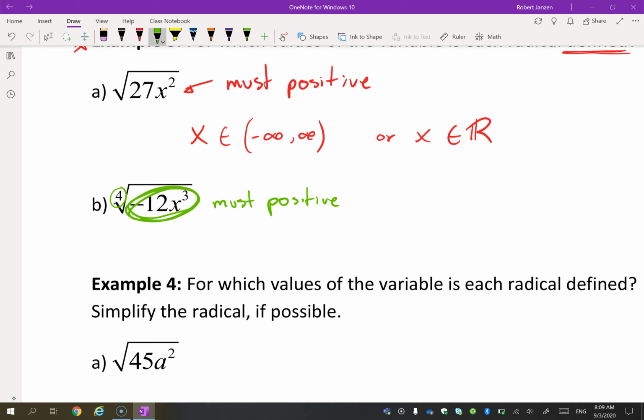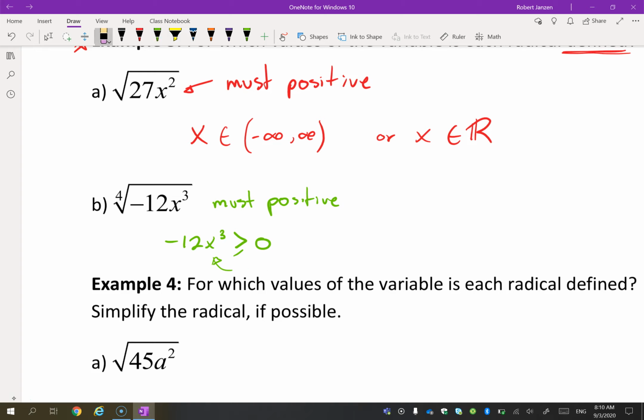Okay, so if it must be positive, let's consider that. That means negative 12x cubed has to be greater than or equal to 0. Well, if I want that number to be greater than 0, what has to happen for x? Negative 12 times what is going to give me a positive number? Well, that means that number has to be negative.